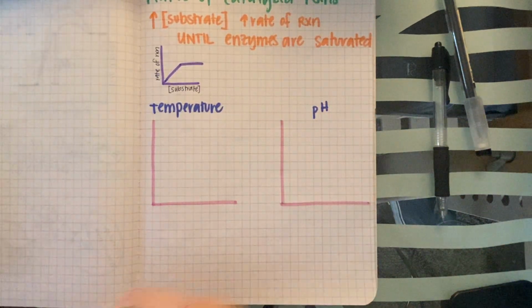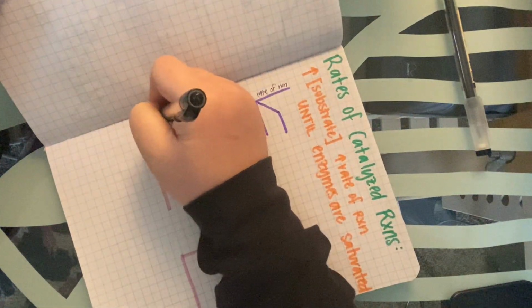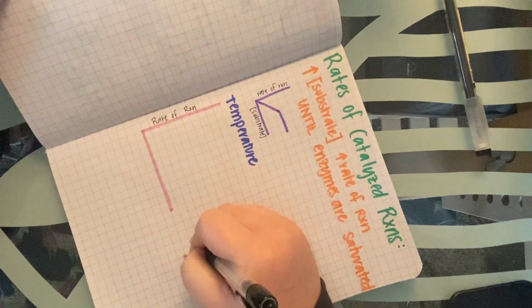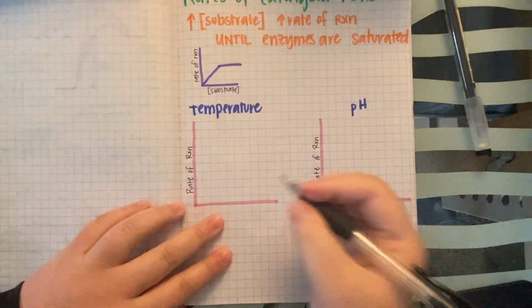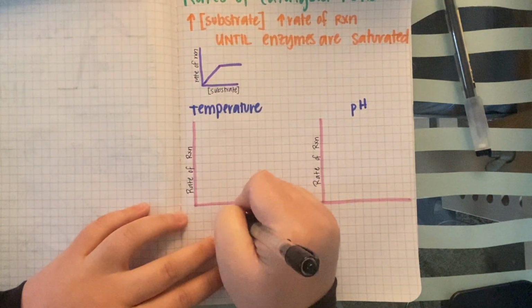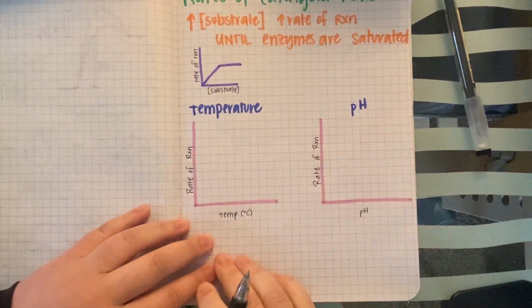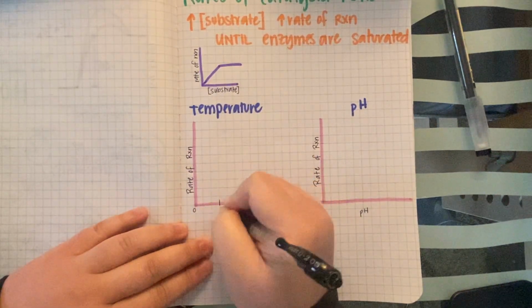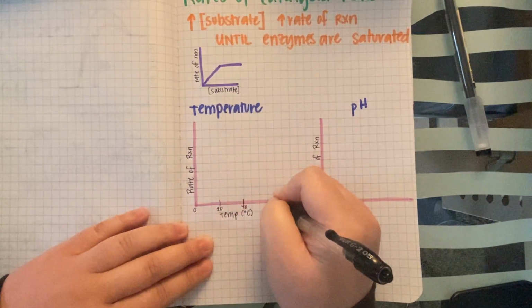All right, for both of these, your y-axis is going to be rate of reaction. Okay, and then for temperature, we're going to have temperature on our x-axis. We're going to do it in degrees Celsius. For pH, you're going to have your pH scale. So for temperature, let's just give some numerals here. We'll go 20 degrees, 40 degrees, 60 degrees.